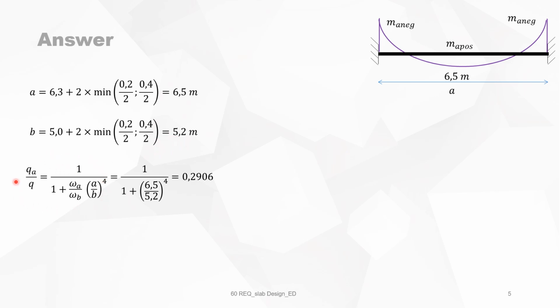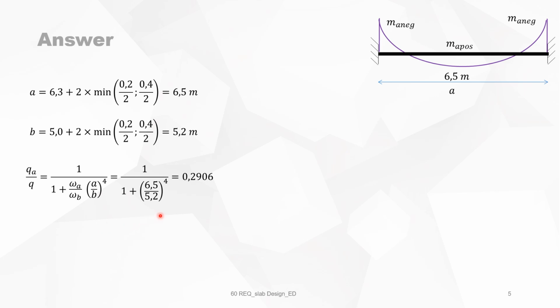We know for the formula of equal deflection, you can easily prove this equation, QA over Q is equal to 1 over 1 plus omega A over omega B multiplied by A over B to the 4th power. We fill in the right numbers. We know that omega A and omega B cancel each other out, or they are 1. For this type of situation, omega A and omega B is 1.